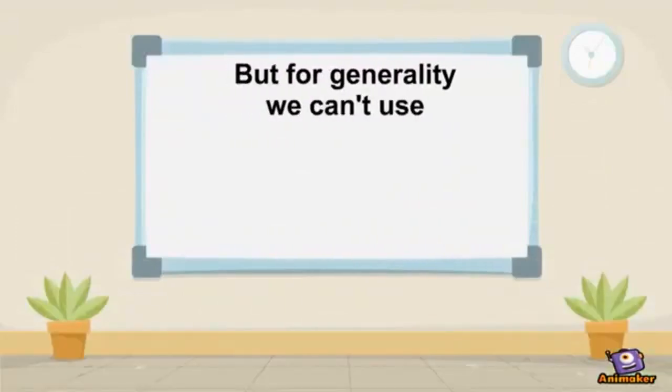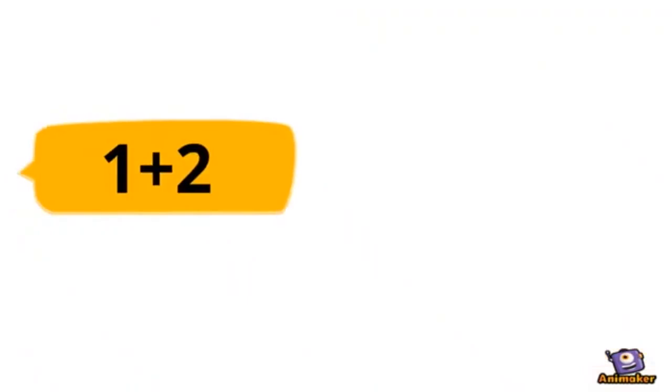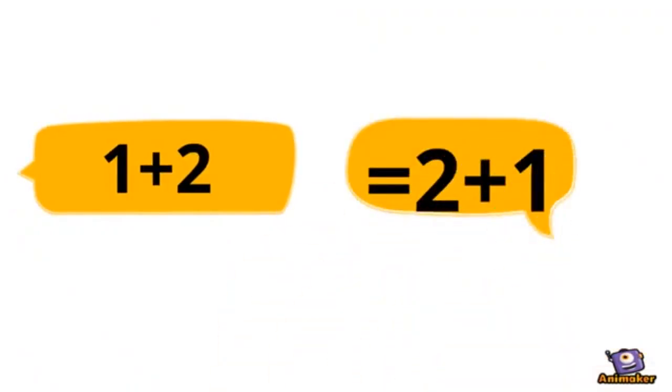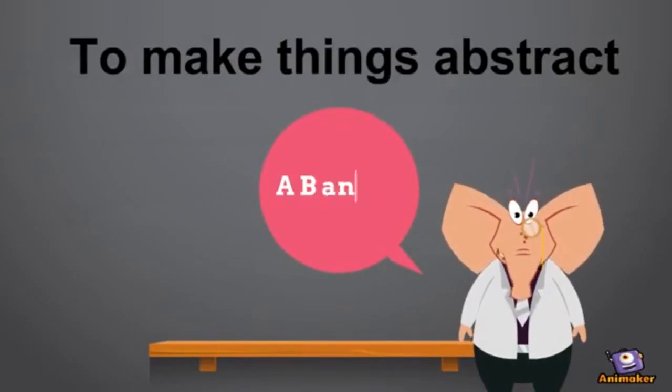In order to state these laws in full generality, we can't use symbols such as 1, 2, and 3. The statement 1 plus 2 equals 2 plus 1 is only a particular instance of the general law that the sum of two integers is the same regardless of the order in which they are considered. Hence, to express them in full generality, we are gonna use symbols like A, B, and C.